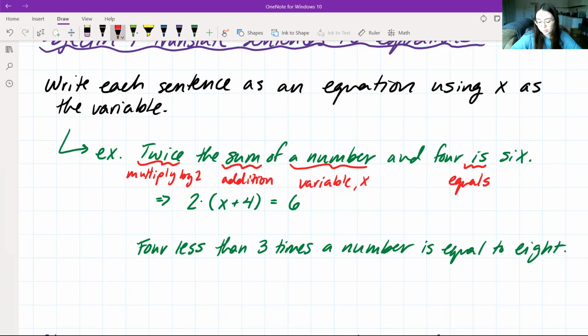Now our next example, we have 4 less than 3 times a number is equal to 8. So we have some things that are a little mixed up here. So we have 4 less than 3 times a number is equal to 8. So let's break some things down here. So we have 4 less than.